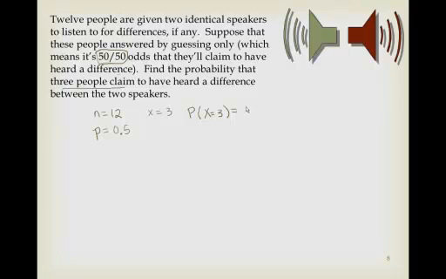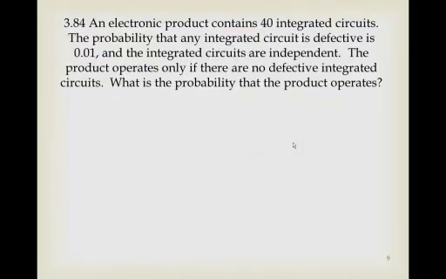And we can write 12 choose 3, times 0.5, that's p, raised to the 3rd, and then it'll be 0.5, this is q, raised to 12 minus 3. And if we figure that all out, that just turns out to be 0.537. So there you go. Not too bad.